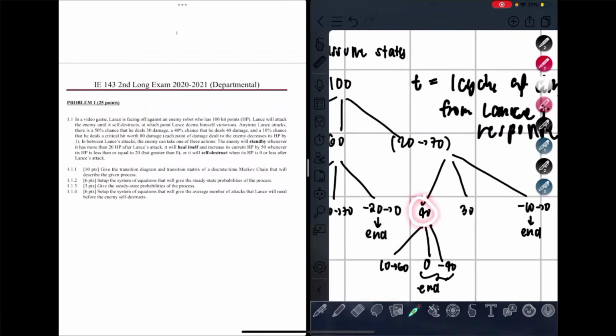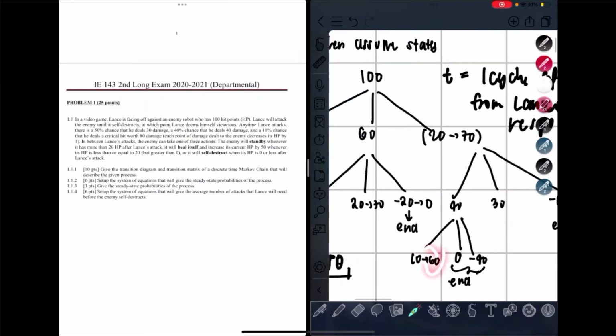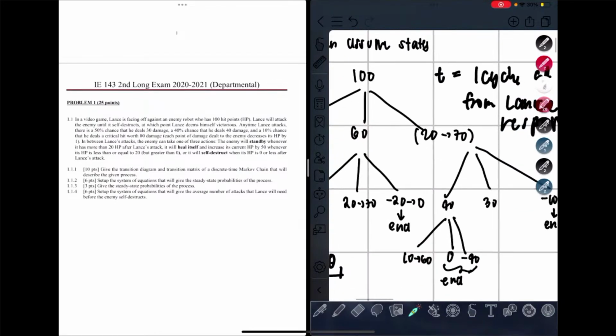Dito naman 40, 3 things can happen. The first is that Lance will deal 30 damage, so magiging 10 siya. That's less than 20 but greater than 0. So as per the problem, the robot will regenerate 50 hit points, so magiging 60 siya. And we know already what happens when it has 60 hit points. Like, we know what are the following states that are connected to it. Pero if it deals 40 damage, magiging 0. If it deals 80 damage, magiging negative 40.